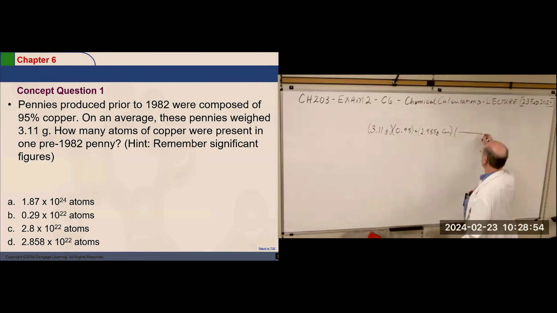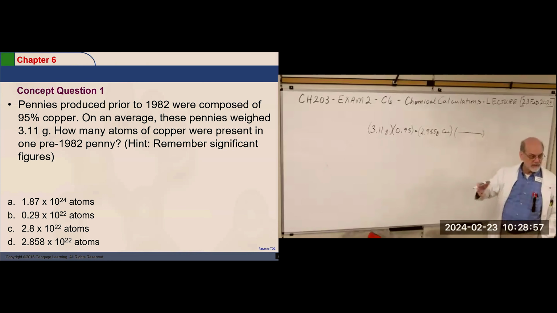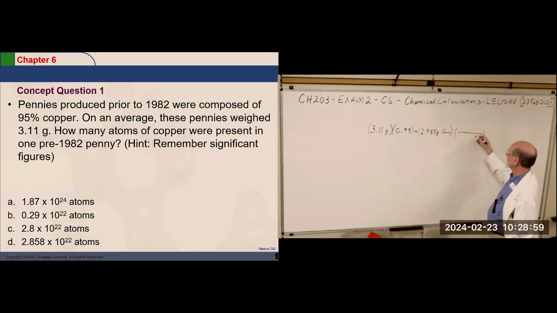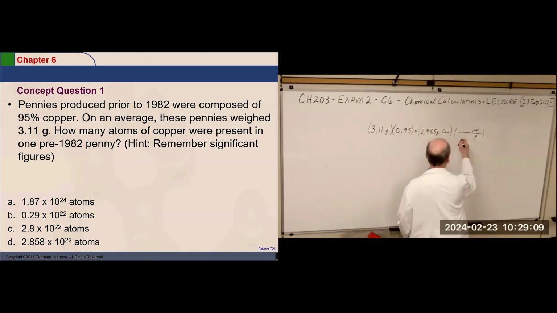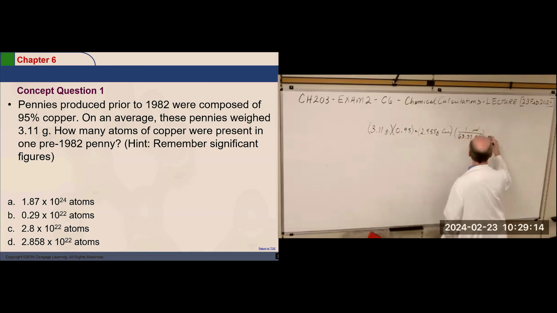So first we need the number of moles, right? Our bridge is grams and moles. Copper was what? 63.55. Yeah, 63.55. Right, that's moles of copper.